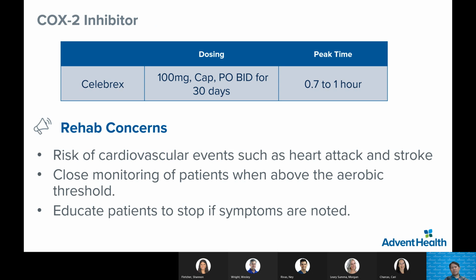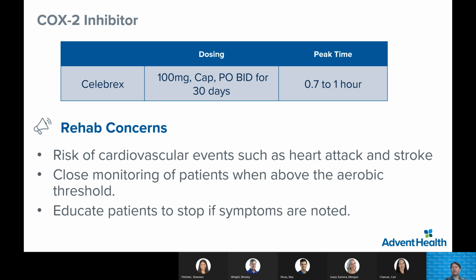For COX-2 inhibitors, particularly Celebrex that we use here, we use it orally twice a day. The peak time is from 0.7 to 1 hour. So within an hour, we could schedule the patient to be seen for therapy. The rehab concern is due to the high risk of cardiovascular events such as heart attack and stroke. Therapists should be cautious and closely monitor their patients while providing exercises that are above the aerobic threshold.